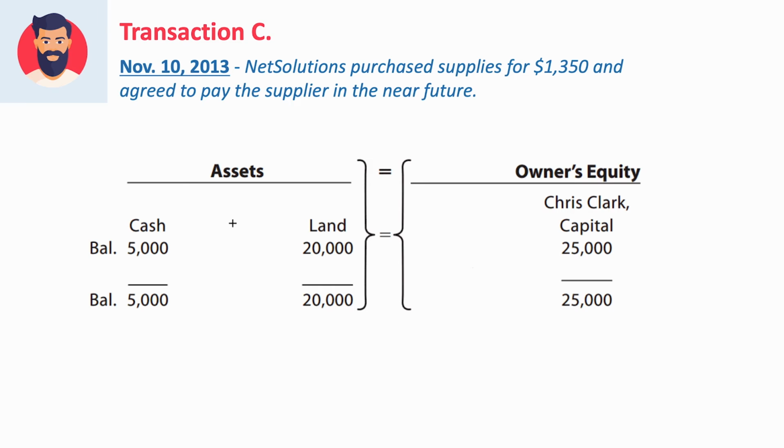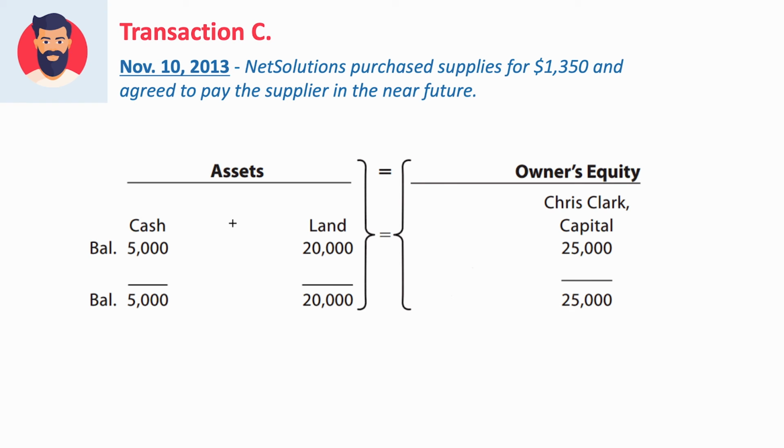Net Solutions entered into a similar transaction by purchasing supplies for $1,350 and agreeing to pay the supplier in the near future. This type of transaction is called a purchase on account and is often described as follows: purchase supplies on account, $1,350. The liability created by a purchase on account is called an account payable.